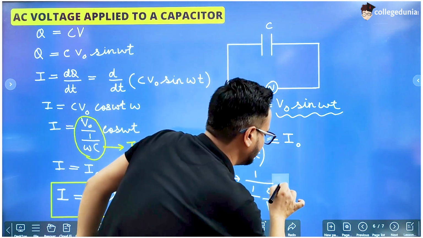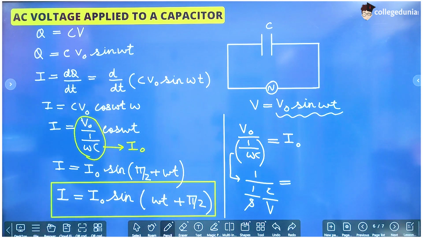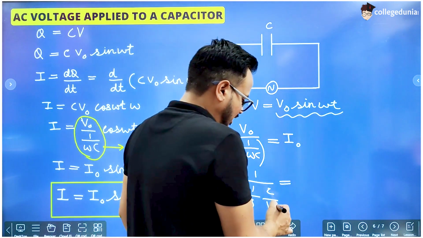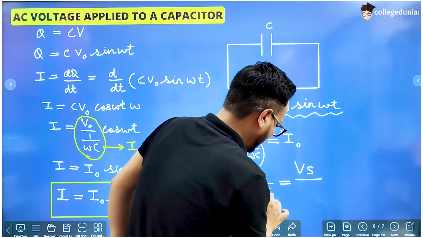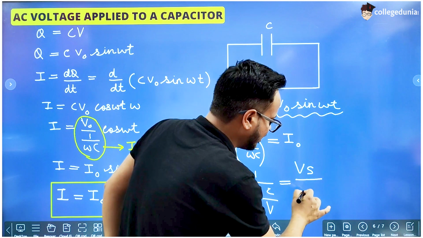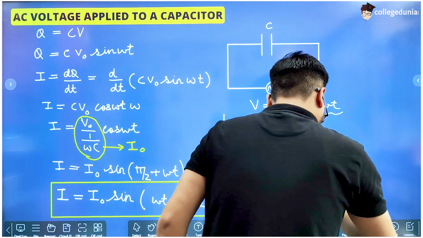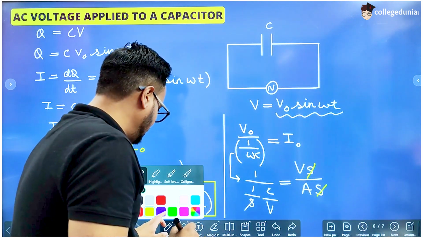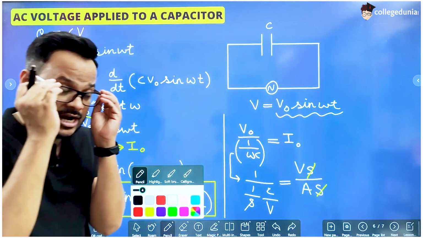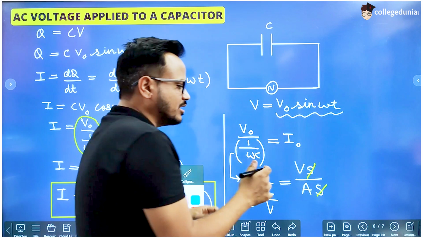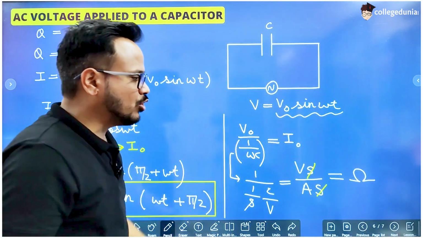Now again let us solve this. What is coulomb? Charge is current into time. So in place of coulomb, let us take this V and S in the numerator. And in place of coulomb, we can write current into time, that is A into S. Now S and S get cancelled out and we are left with V by A. V by A means voltage by current, and by Ohm's law, voltage by current is nothing but resistance.